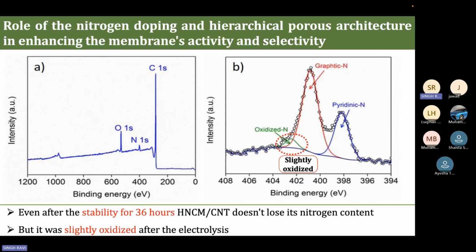And when we see it in the narrow spectra, we can see the content of the pyridinic, graphitic, and oxidized nitrogen was present, where we see the catalyst was slightly oxidized compared to the previous catalyst, in which the pyridinic and the graphitic nitrogen was only present in the previous scale. But after the stability test of 36 hours, we can see the presence of this oxidized nitrogen. So we can say that the catalyst was slightly oxidized after being tested for longer hours. But the content of this active site, which I was talking about previously, was even present after the stability test.